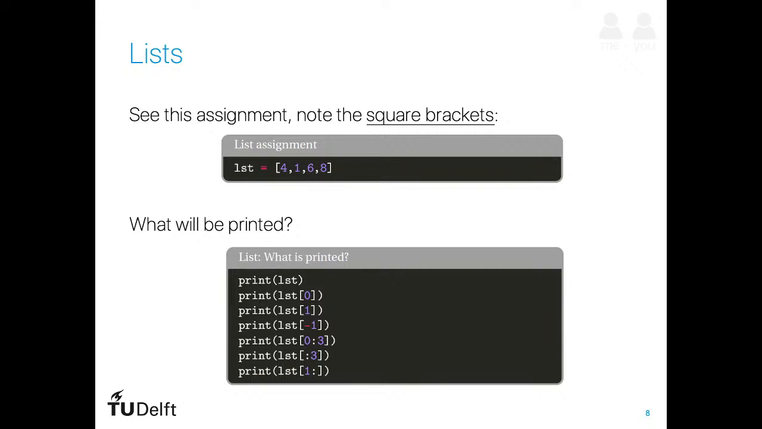So that's pretty much the basics of how you would use a list. So in principle, by now, you should be able to tell me what is printed if you were to make this list, a list that contains 4, 1, 6, and 8, and if you were to make these, what is it, 7 or 8 print statements. So that will be the first quiz for today. If you can go to Discord and tell me what is printed here.